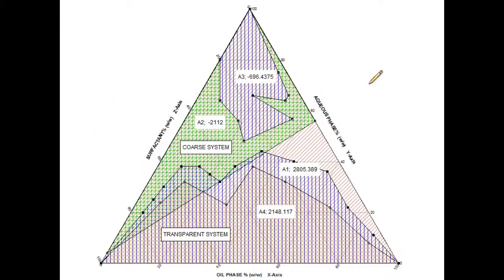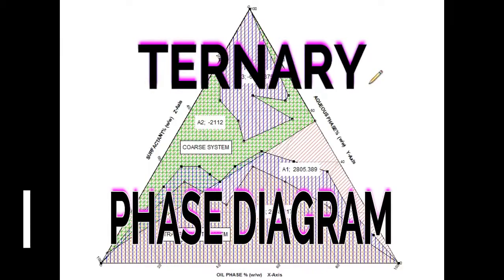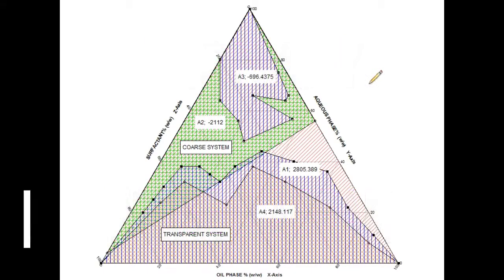Today I'm going to explain what ternary phase diagrams are and their significance. How do we plot a ternary phase diagram? Basically, friends, a ternary phase diagram is represented by a triangular figure in which different combinations of three different components are taken.